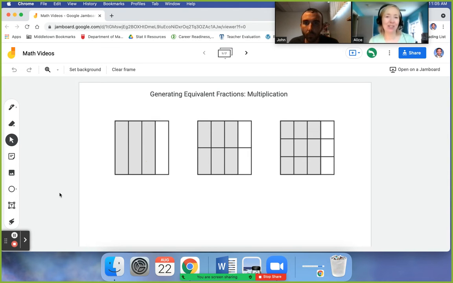And John, we're continuing our series on fractions. Today we're talking about generating equivalent fractions.